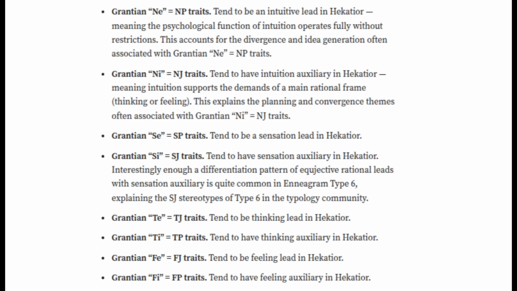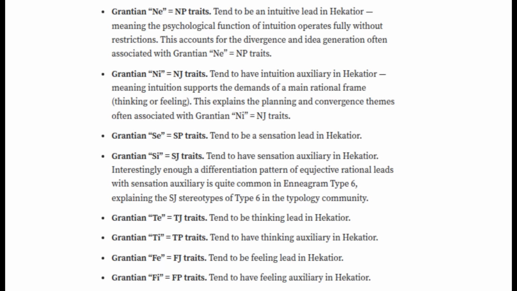Grantian NI and J traits tend to have intuition auxiliary in Hekatior, meaning intuition supports the demands of a main rational frame, thinking or feeling. This explains the planning and convergence themes often associated with Grantian NJ traits. Grantian SE, SP traits tend to be a sensation lead in Hekatior. Grantian SI, SJ traits tend to have sensation auxiliary in Hekatior.